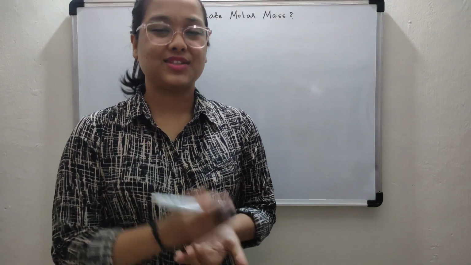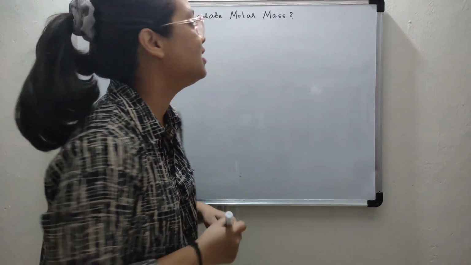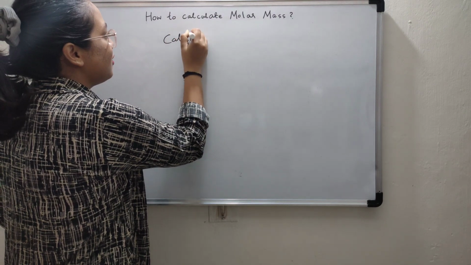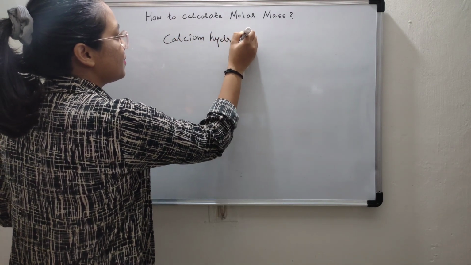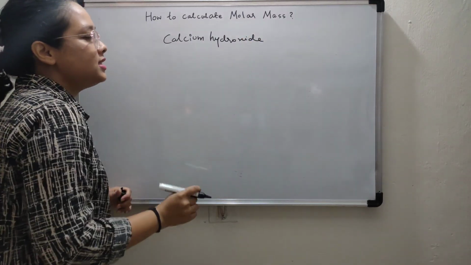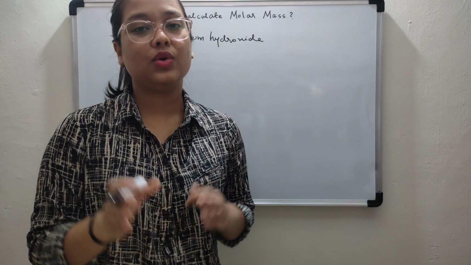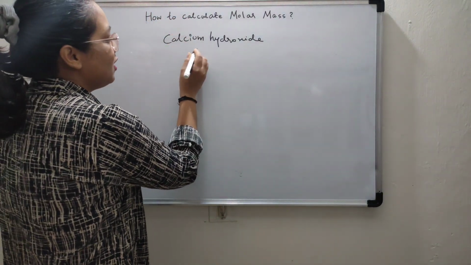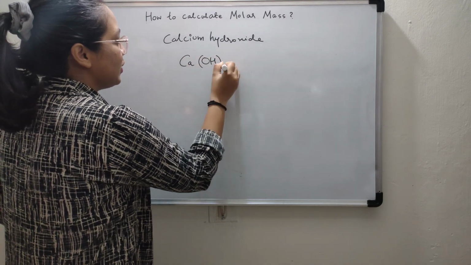My name is Sonal and today we are going to learn how to calculate the molar mass of a compound which is called calcium hydroxide. Now first thing, in order to calculate the molar mass of any compound which is given to you, you have to know its chemical formula. The chemical formula of calcium hydroxide is Ca(OH)2.